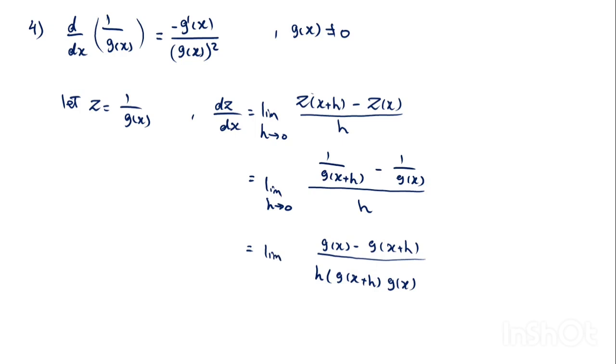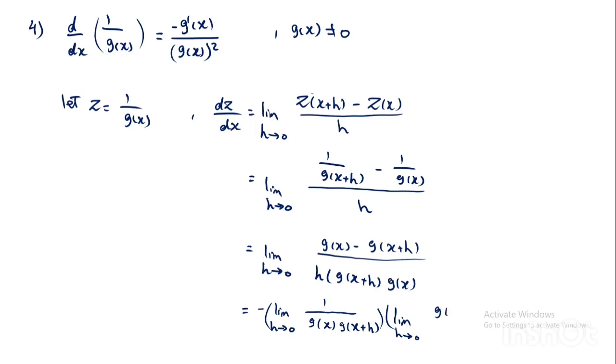So, separating these two terms, or writing this more explicitly as a product, we have a negative sign over here, and we have the first limit of 1 over g of x plus h as h tends to 0, and the other limit of g of x plus h minus g of x over h as h tends to 0, and we have this negative sign here. Then we have 1 over g of x squared.